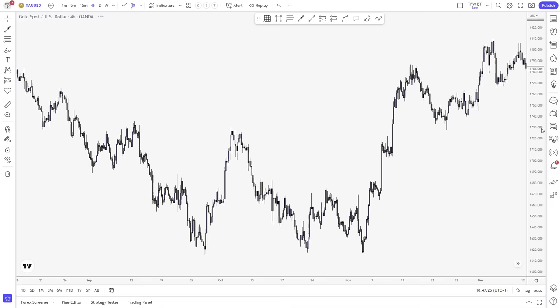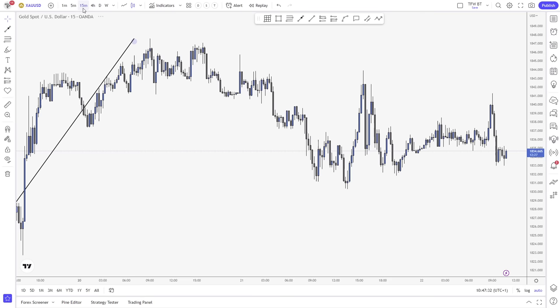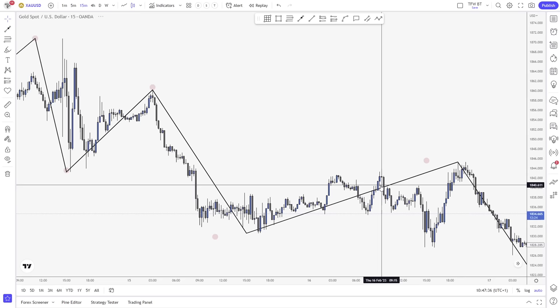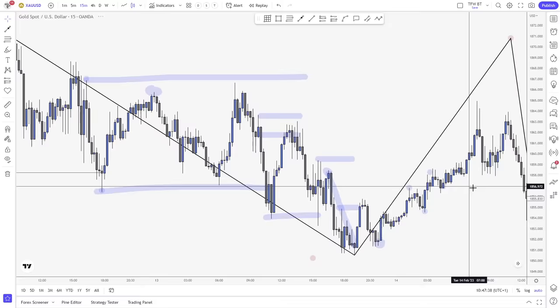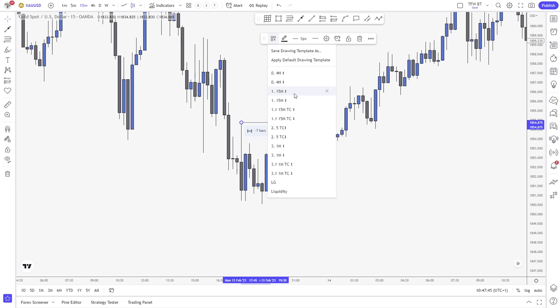The biggest key for you right now is to decide what is your major, what is your minor. If you want to follow me, my major is the 4H, my minor is the 15-minute. And then what I do is when I mark up my minor structure, right? And then I say, for example, okay, if I just delete everything, this is where the 50-minute created a trend change, right? Then this is my demand zone.